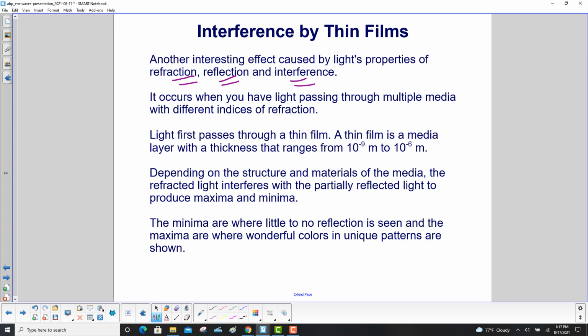That's pretty thin. Depending on the structure and materials of the media, the refracted light interferes with the partially reflected light to produce maxima and minima. The minima are where little to no reflection is seen, and the maxima are where wonderful colors and unique patterns are shown.